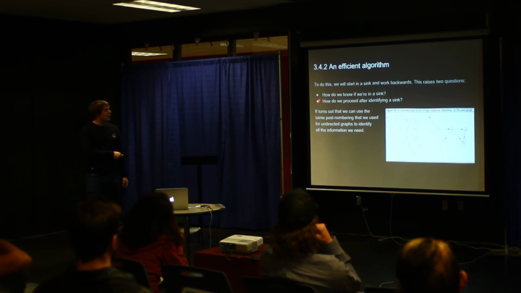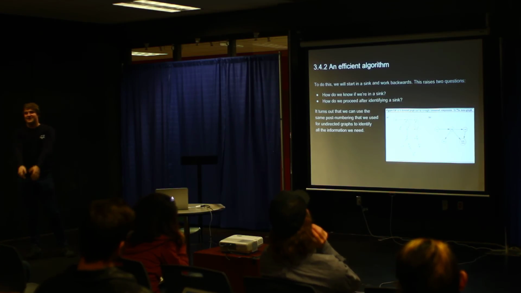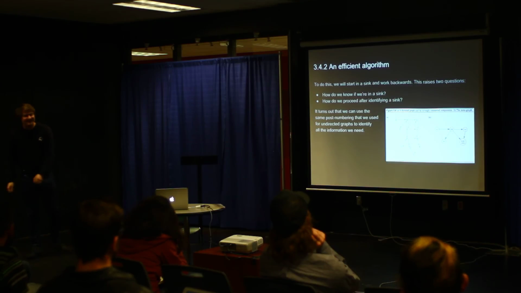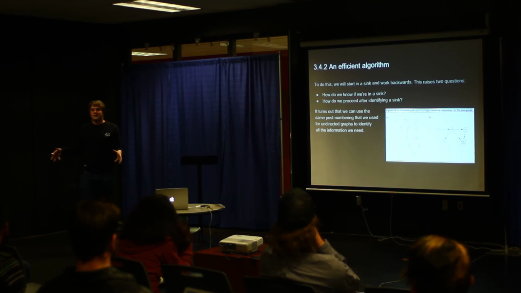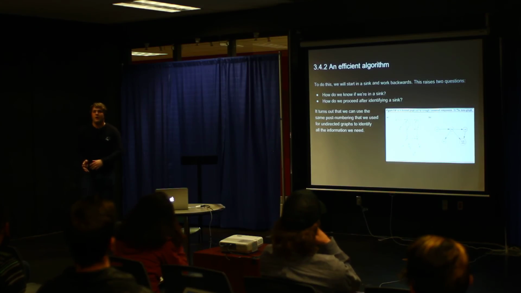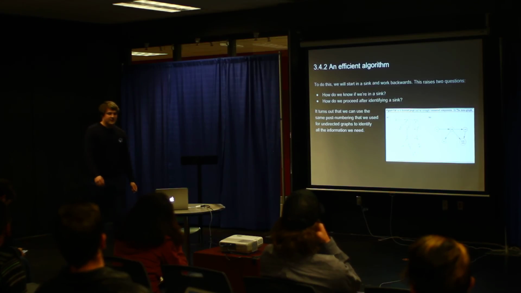First we have to know if we're in a sink, so we have to identify where the most sink-ish place is, the biggest sink, the kitchen sink. And then after we identify that sink, we have to have some way of figuring out what we should be doing next. It turns out that we're going to use this post numbering again to identify all the information that we need. So let's jump into how that's going to look.